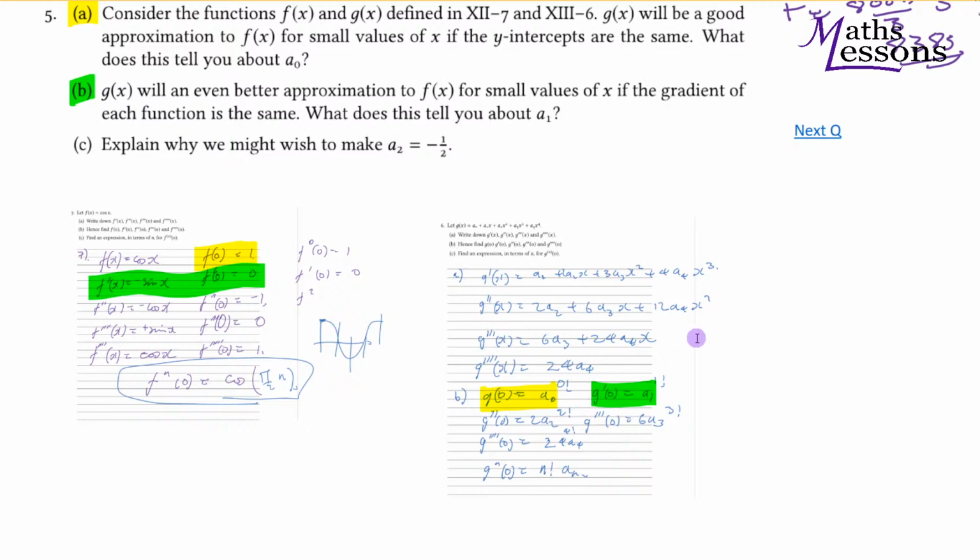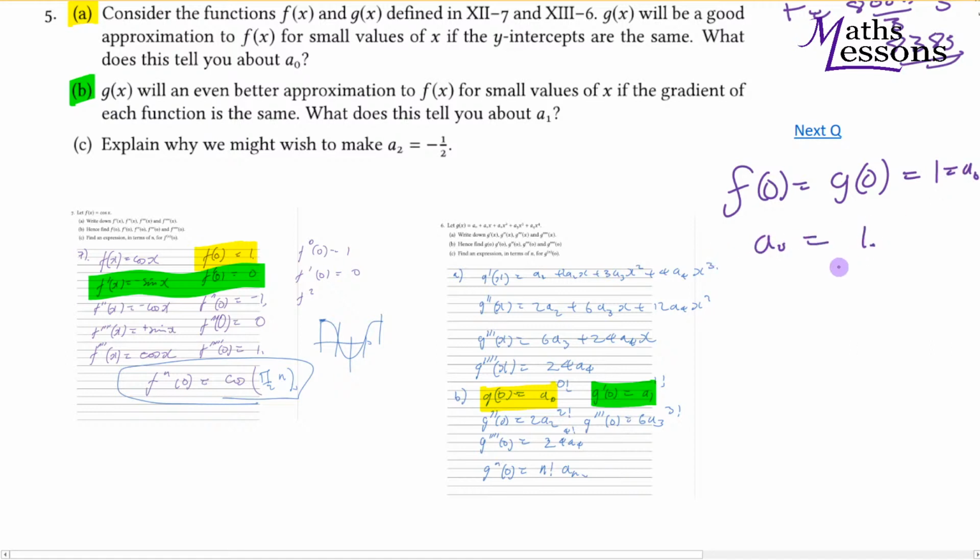Right, so what we've got here, we've got f of naught equals 1, g of naught equals a naught. If we're trying to make f and g equal, so the y-intercepts are the same, that means f of naught and g of naught are the same. So f of naught equals g of naught, which is equal to 1, which equals a naught. So a naught will equal 1.